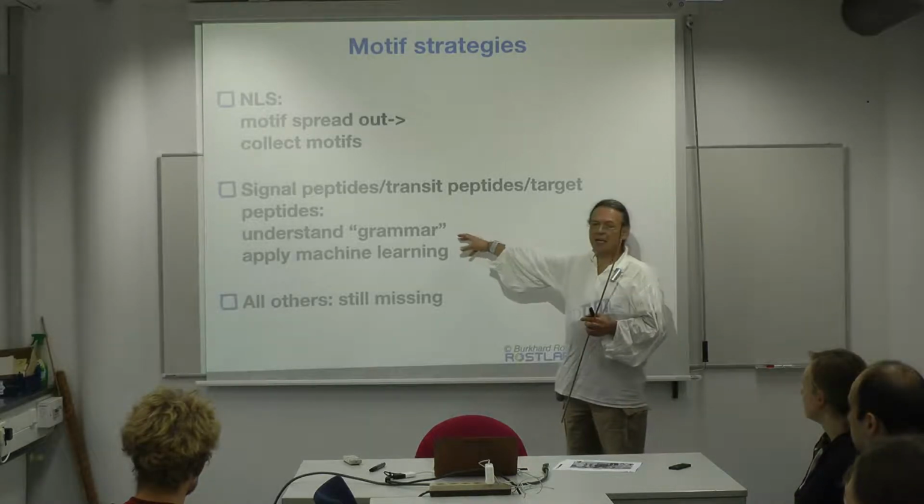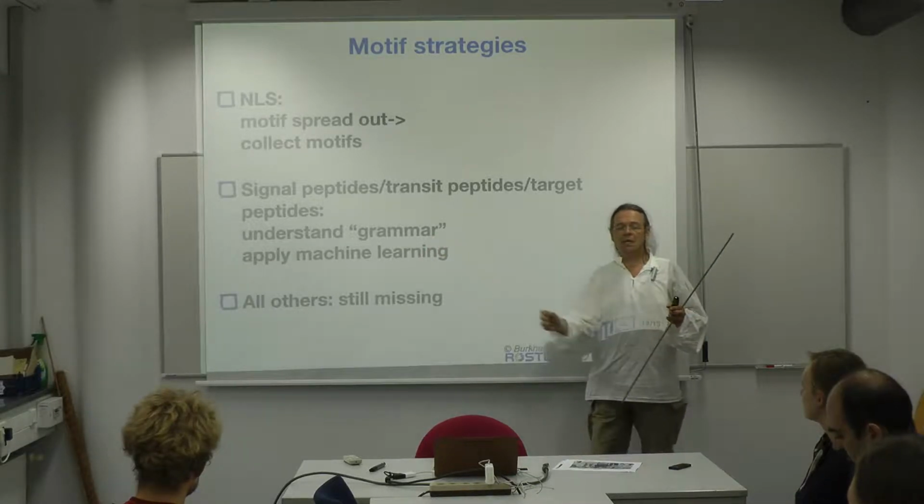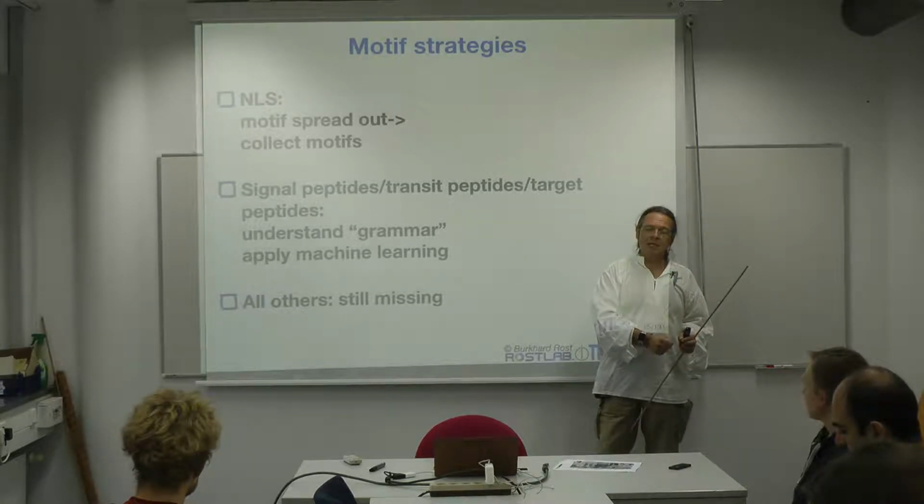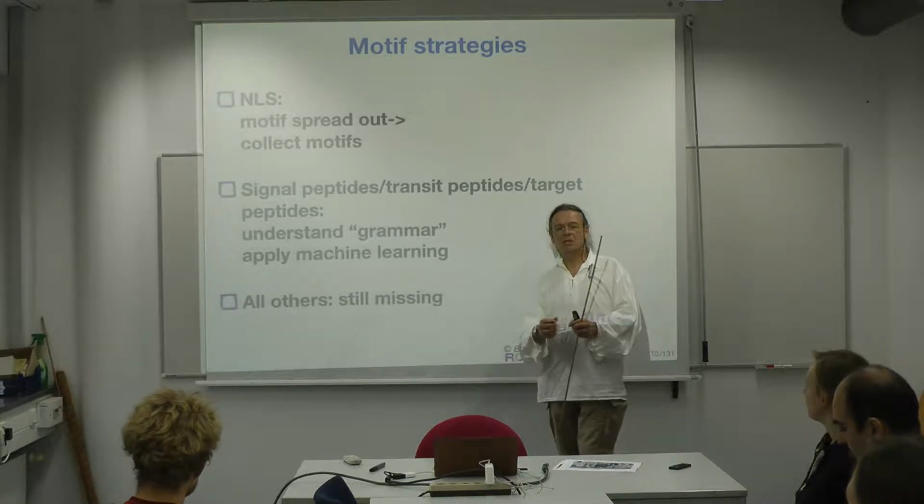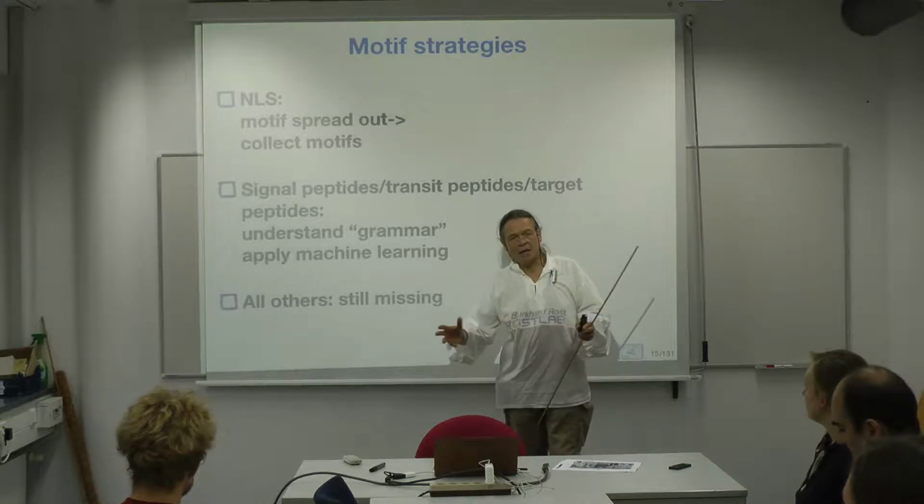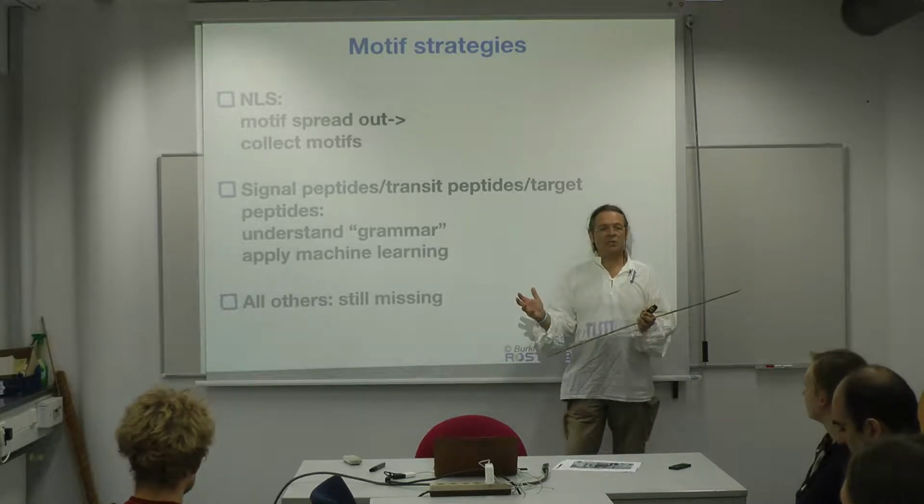You begin by understanding the grammar. With grammar I simply mean, well, they are all at the beginning of the protein. They have a region that is hydrophobic. They have a region that is polar. They have a certain length. That's what I call grammar. So there are some features to these.